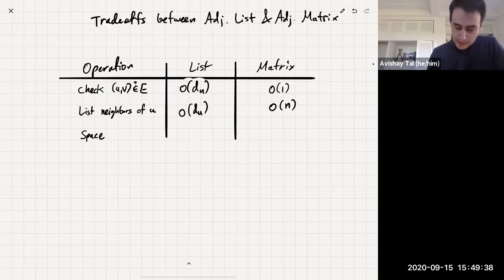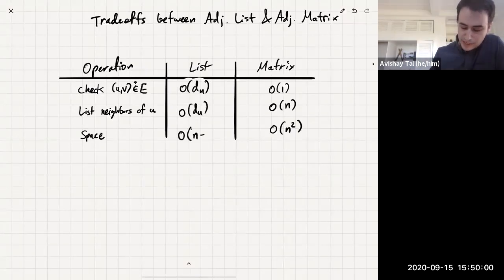What about the space complexity? The matrix is really n squared entries, so there's not a lot to say about that. And if we look at the adjacency lists, I have an entry for every edge, and I have a list for every vertex. So the total space complexity is order n plus m. Recall that n equals the number of vertices and m equals the number of edges.